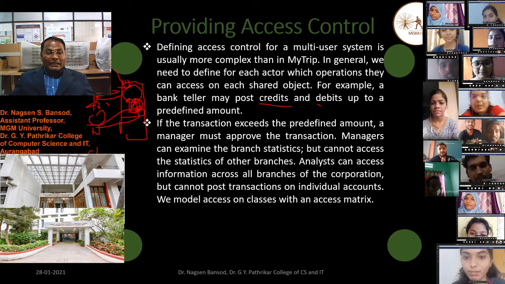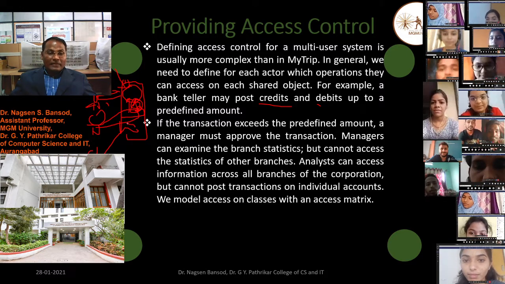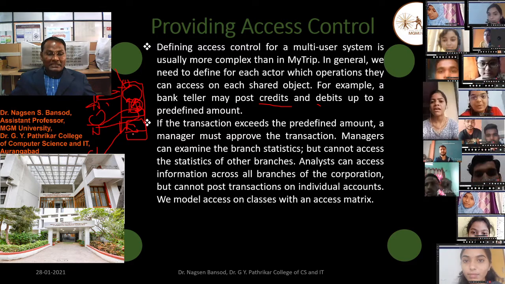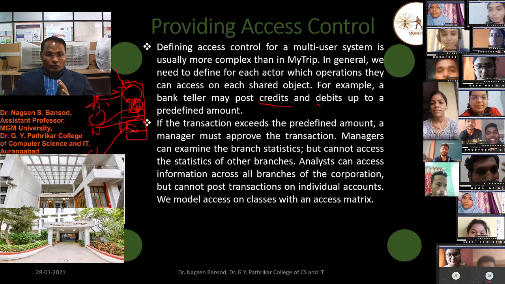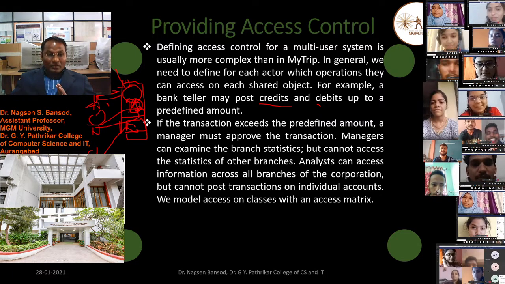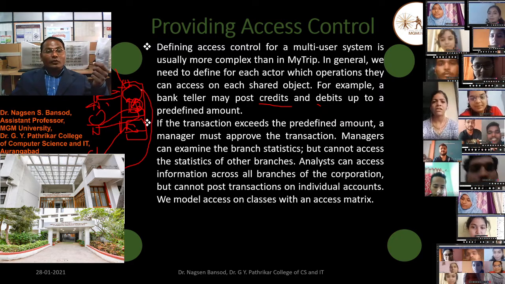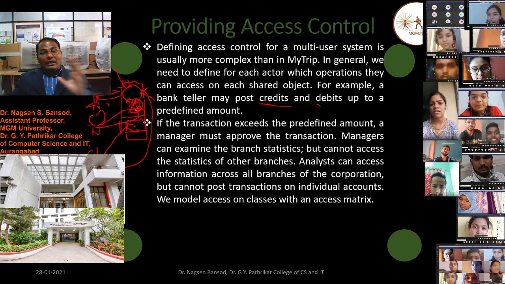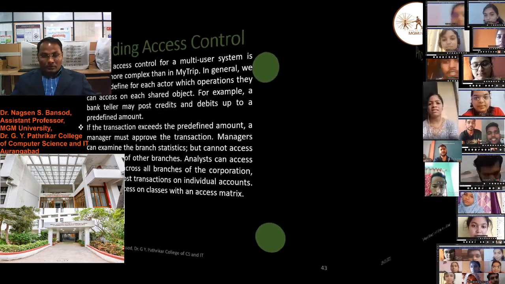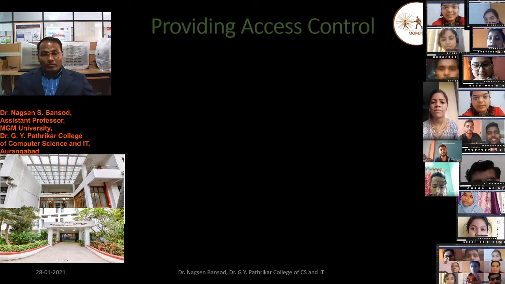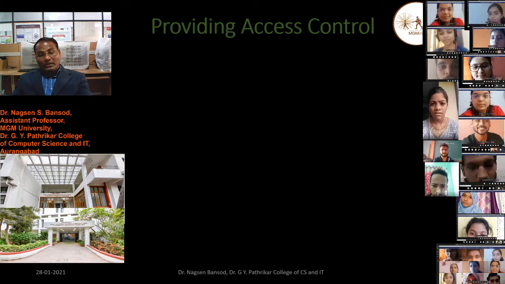But the analyst can handle all the branches, how many branches there are and how many managers there are, and how they are crediting and debiting the amounts. All this can be handled by the analyst, but he cannot post the credit and debit on an individual's account directly. These are the access controls given at the bank by the software developer. A similar kind of access control we have to provide to the system which we will be designing.